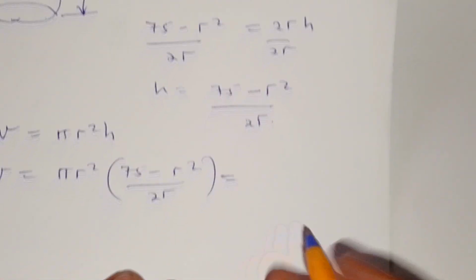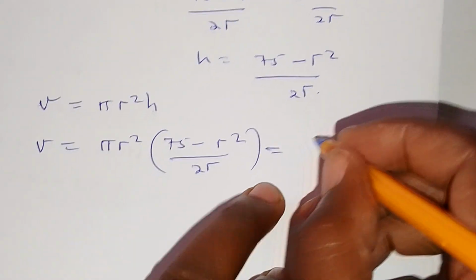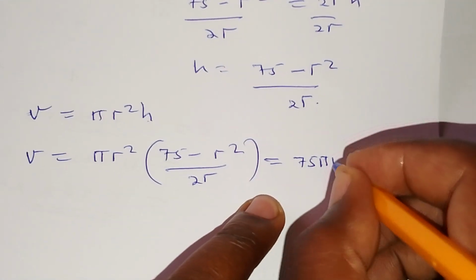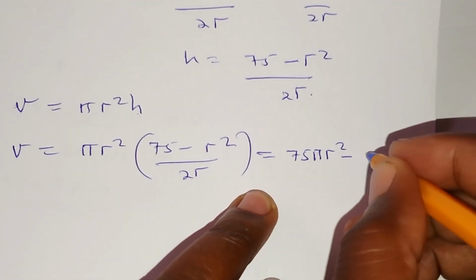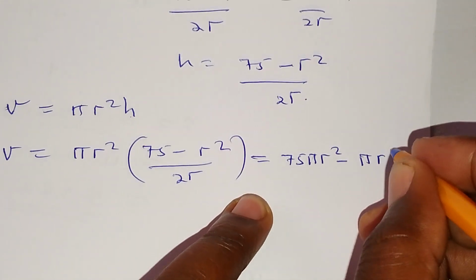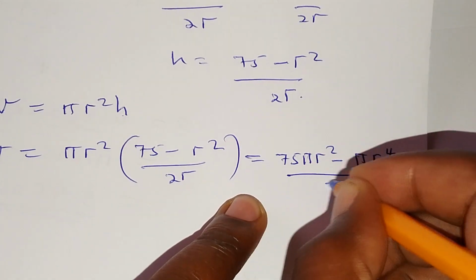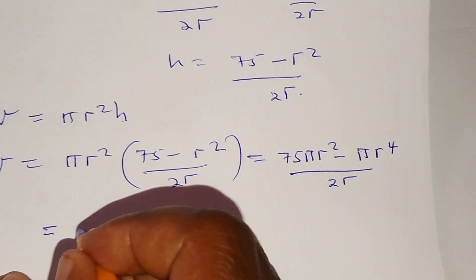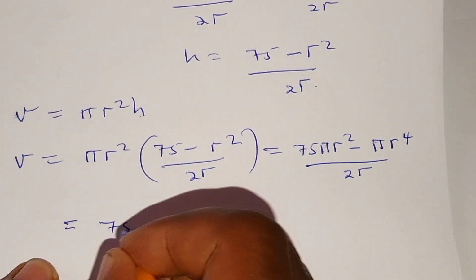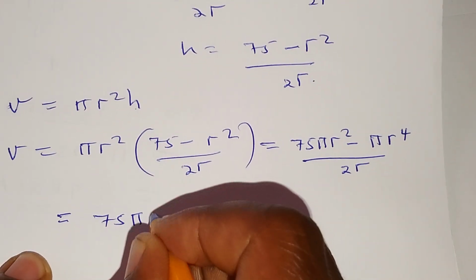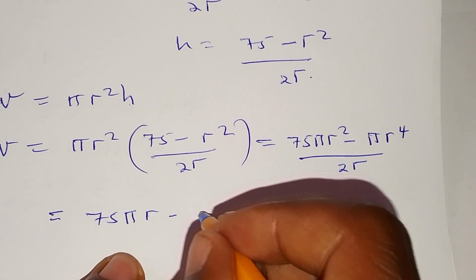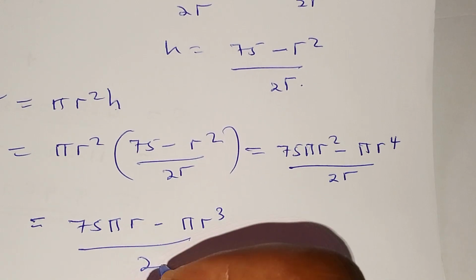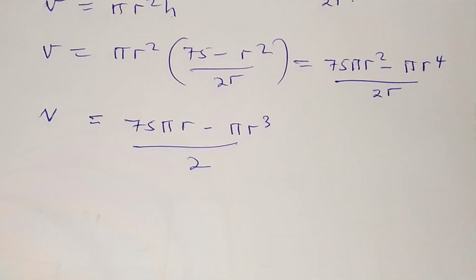So this one can simplify into 75 pi r squared minus pi r to the fourth over 2r. Okay, so r is common, so we can factor that and divide. So we have 75 pi r minus pi r cubed over 2. Okay, so that is the expression for the volume.